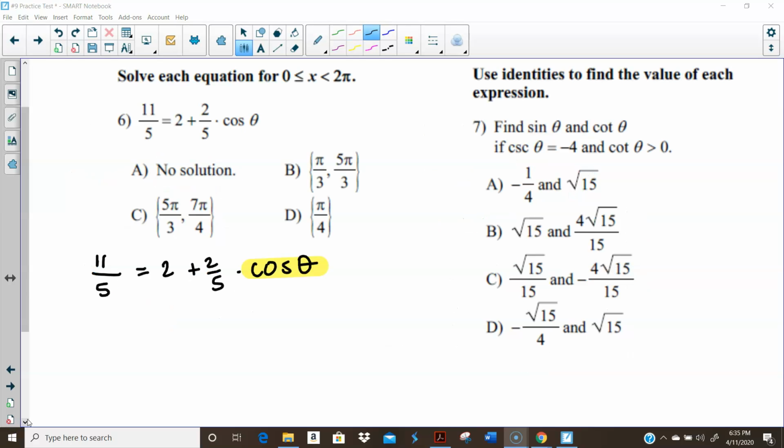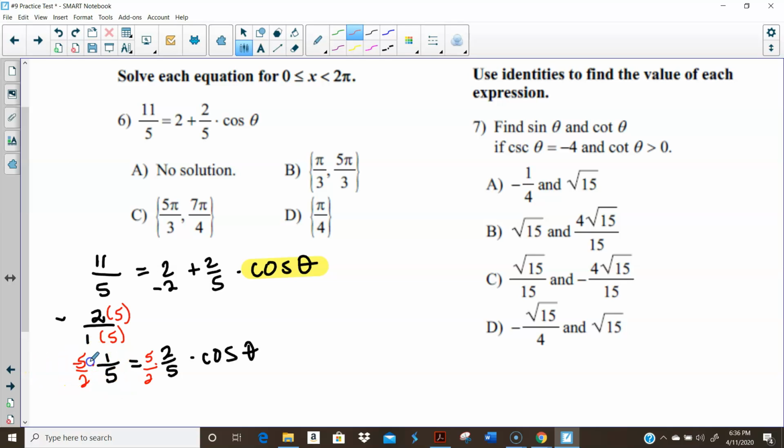Number 6, what we're going to do to solve for this trig equation is isolate the cosine theta. So the first thing we'll do is subtract the 2. And this is 2 over 1, so we're going to get a common denominator of 5. So that gives me 11/5 minus 10/5 is 1/5, which equals 2/5 times cosine theta. Then we're going to get rid of the 2/5 by multiplying both sides by the reciprocal, 5/2.